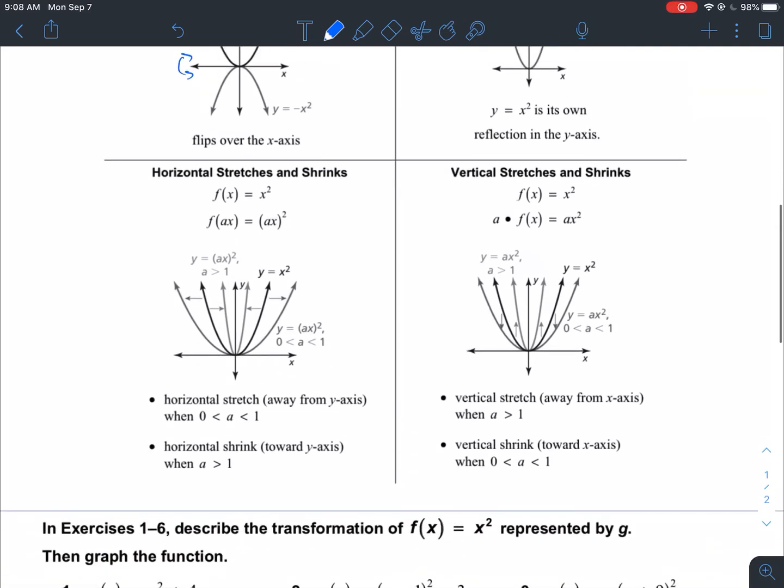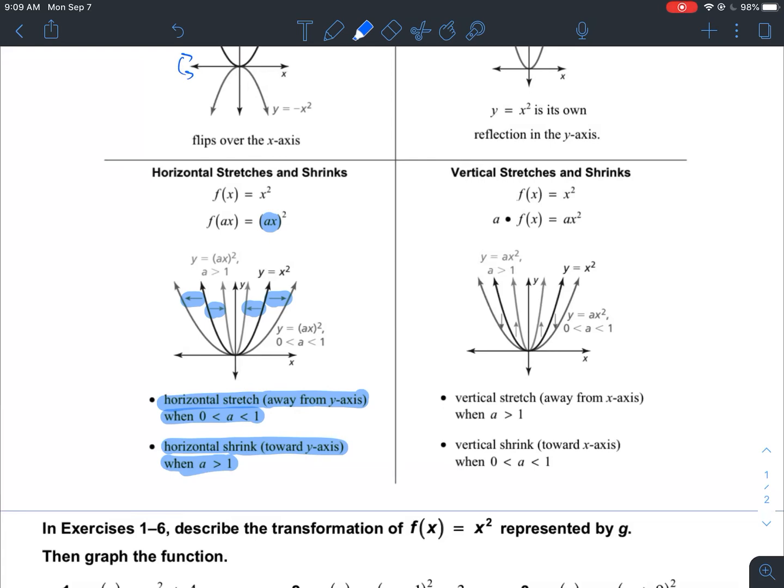Okay. Now horizontal stretches and shrinks, similar to what we talked about in the previous unit, but whenever a is inside of our parentheses, then it's going to be stretching horizontally like this. So we have a horizontal stretch away from the y-axis when a is less than 1 but greater than 0, and a horizontal shrink toward the y-axis when a is greater than 1. Okay?